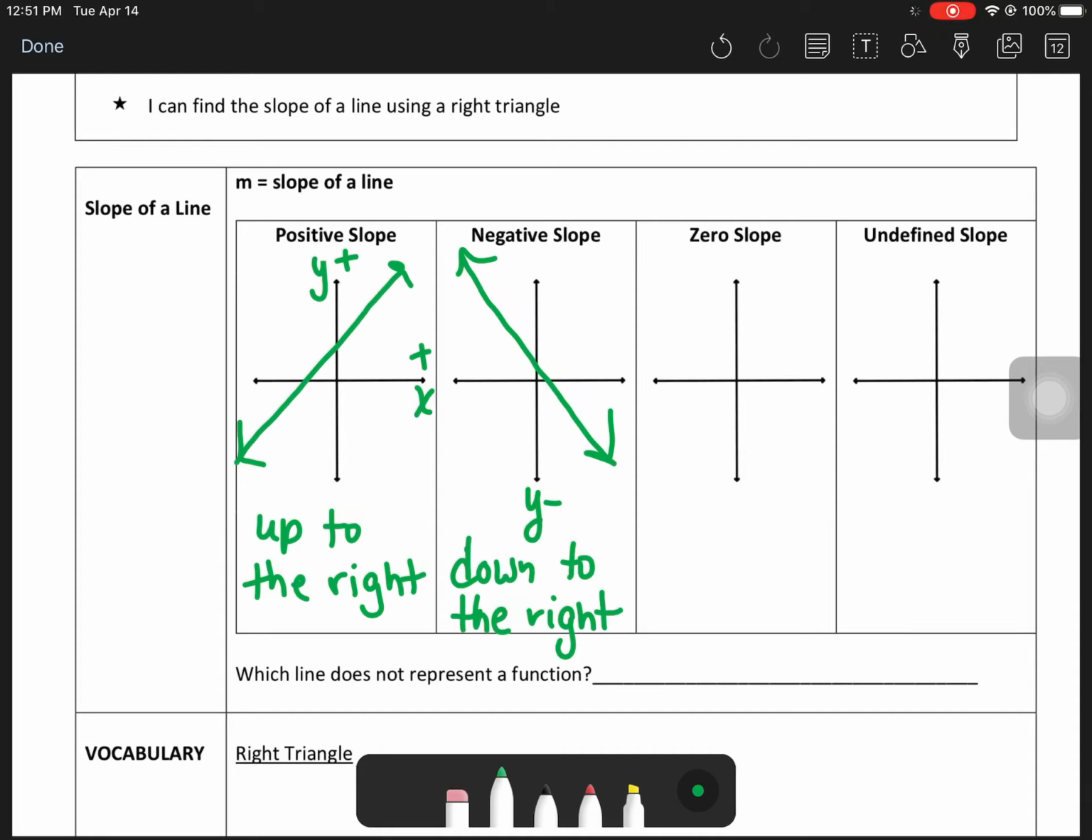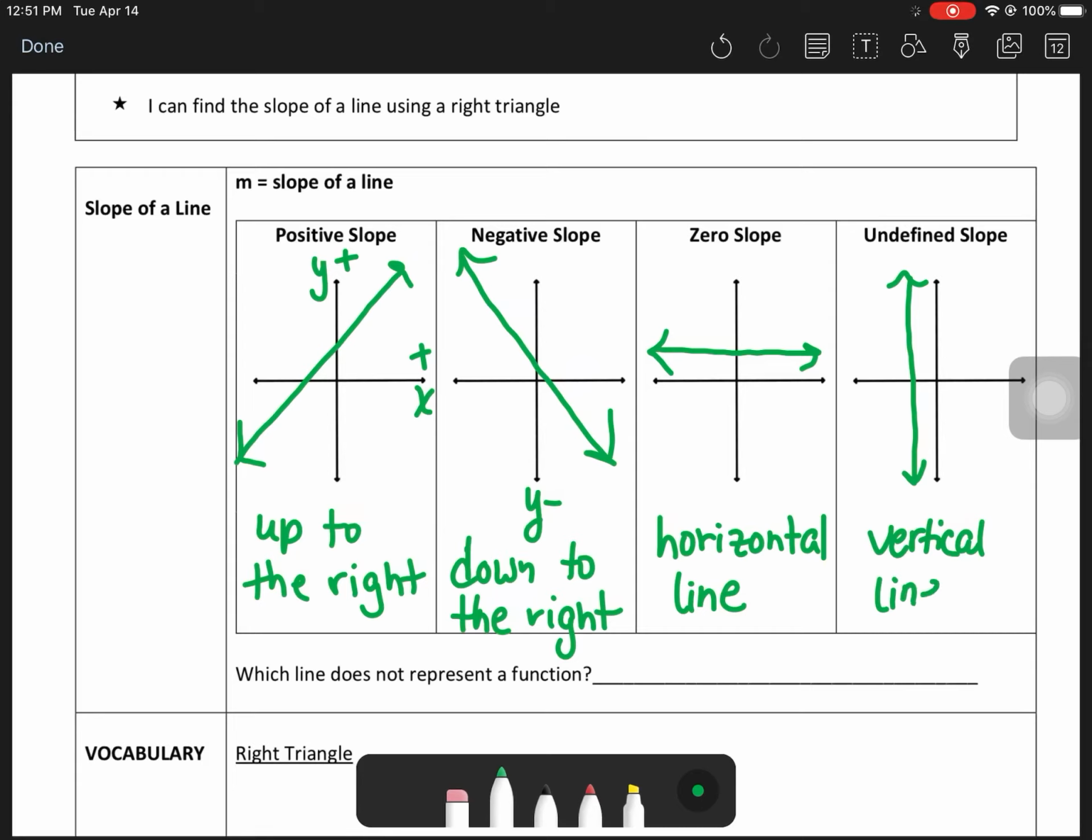A zero slope is a horizontal line. It's flat like the floor. So this is a horizontal line which goes from left to right, flat like the floor. And a slope that's undefined is a line that goes straight up and down. It's a vertical line.